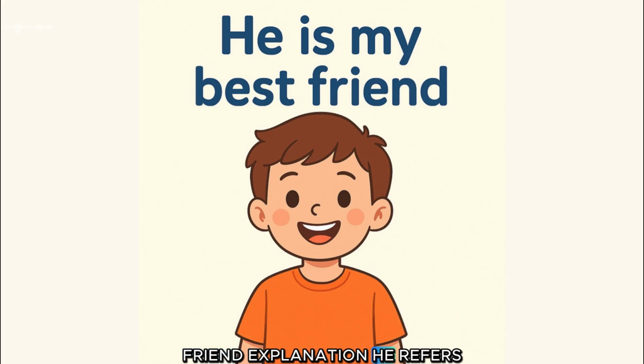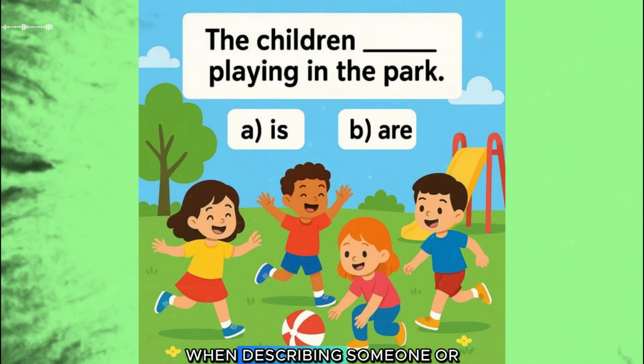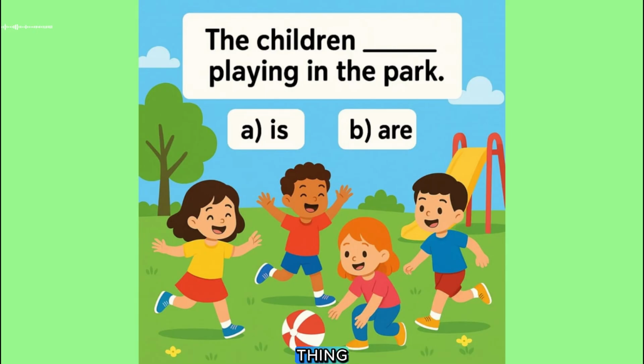Explanation. He refers to one person, so we use is. Singular pronouns like he, she, it always use is when describing someone or something.